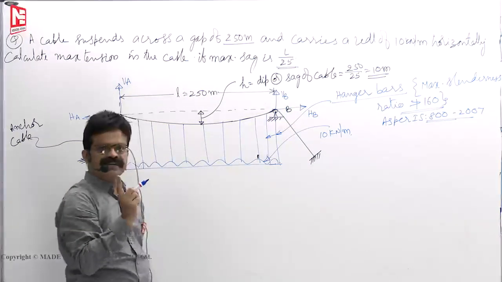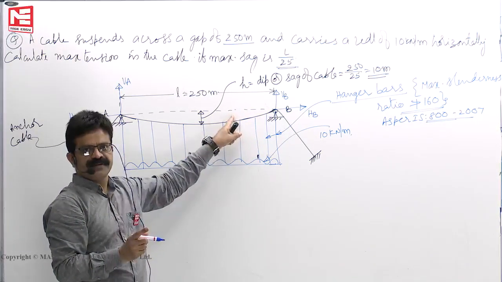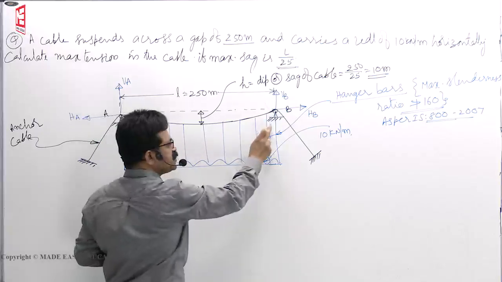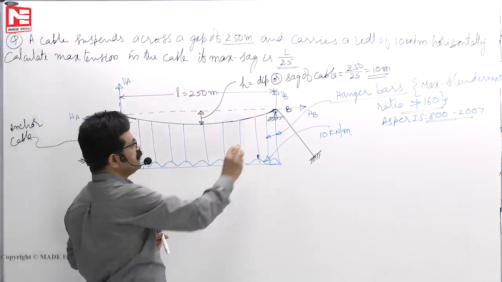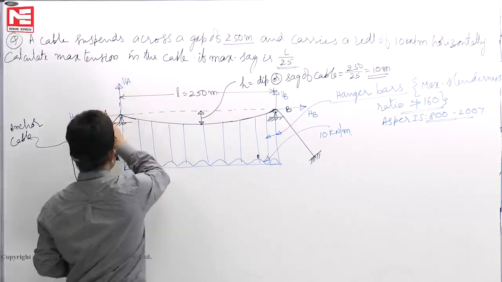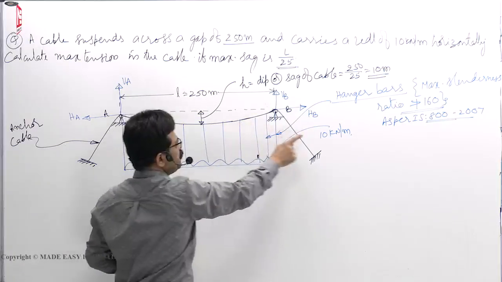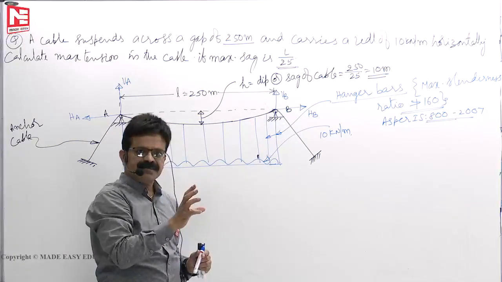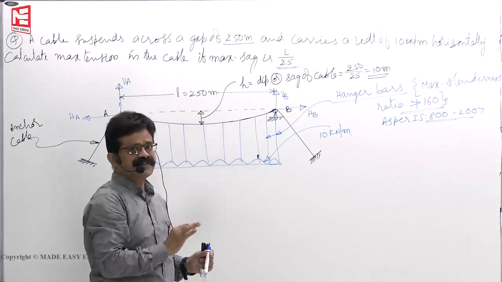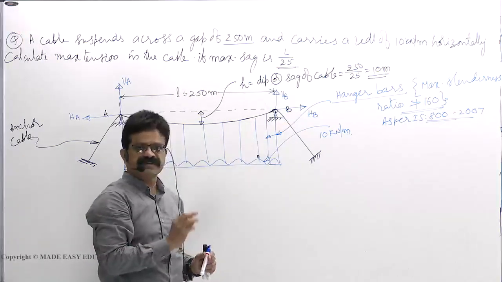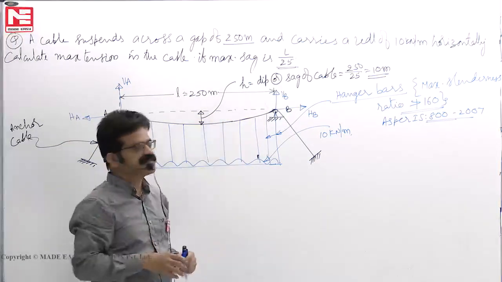HA and HB are the reactions exerted by the support on the main cable. That's all. On the support, the anchor cable also will exert some force, that we are not interested in. These VB, HB, VA, HA are exclusively due to this main cable. This is the main cable, this is the anchor cable. On the support, many other things may also be coming, the anchor cable or some other things. They will exert additional reactions on the support. Those reactions we are not interested in. Only that AB part we want to discuss.